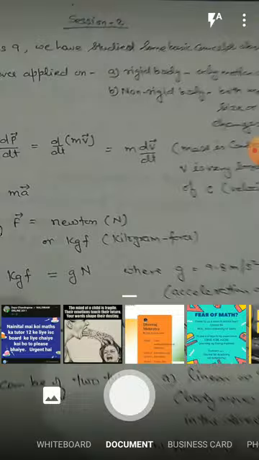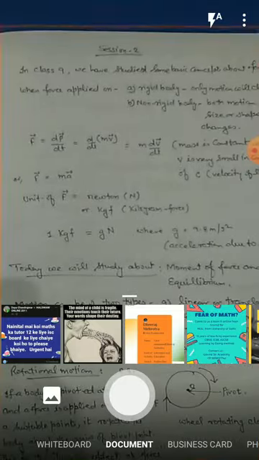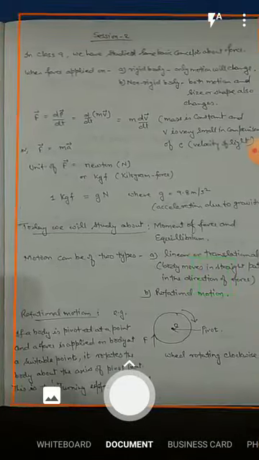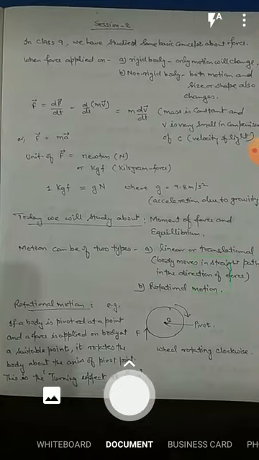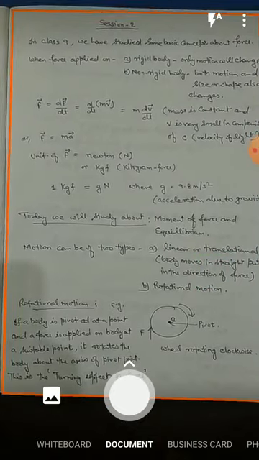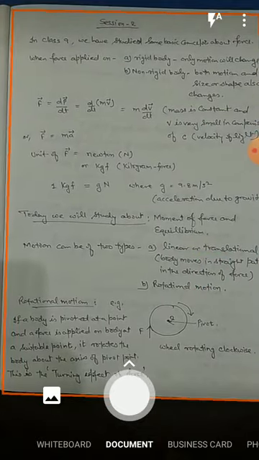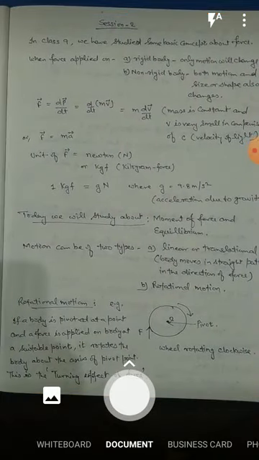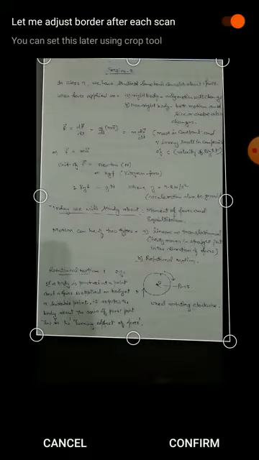When you open this application, the camera will automatically open. In this camera you need to click a picture of the document that you want to share. So for example, I have a document and I want to take its picture, so I'm just clicking. Okay, so I just took this picture.